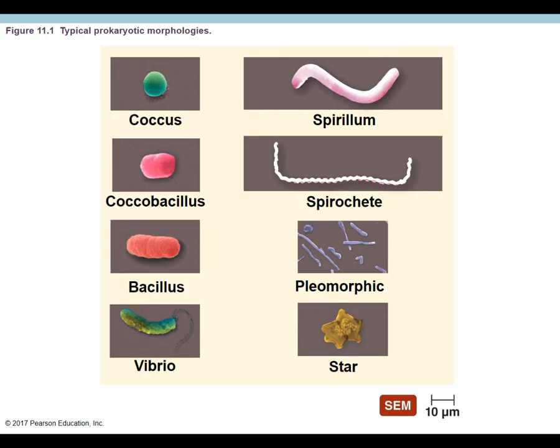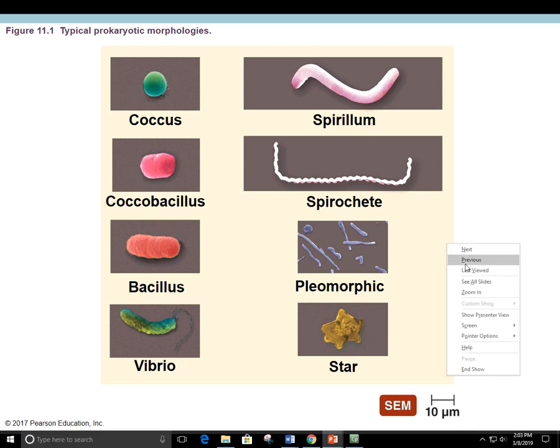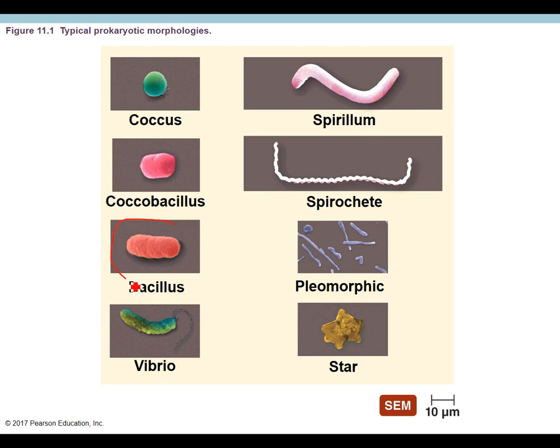In terms of the shapes, the ones I would still expect you to know are going to be the coccus and the bacillus. Some of you are still struggling with those terms. So those are still going to be our main shapes. We may see some that have some of these other shapes in some special cases, but coccus and bacillus are still your two main shapes.